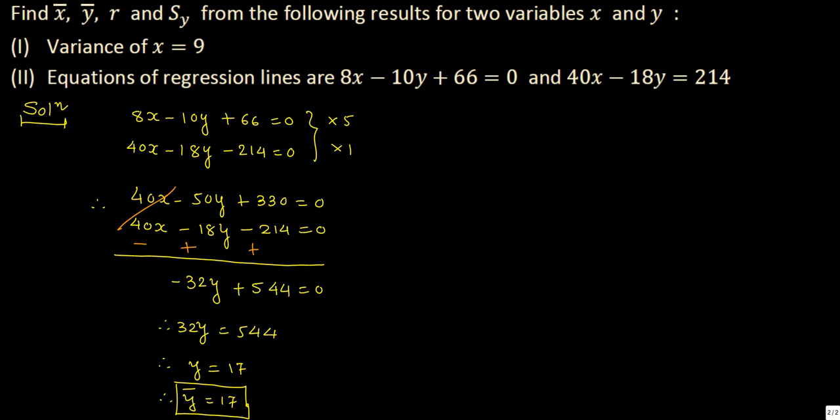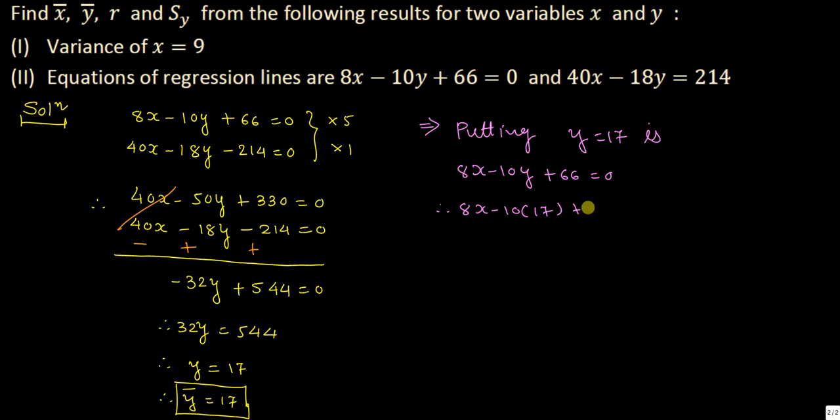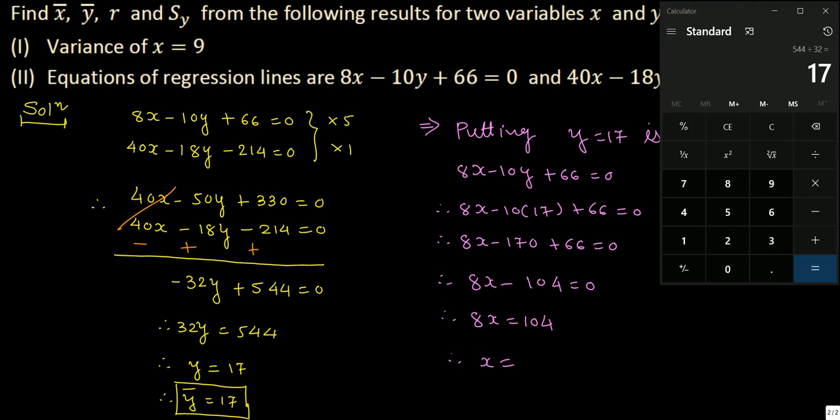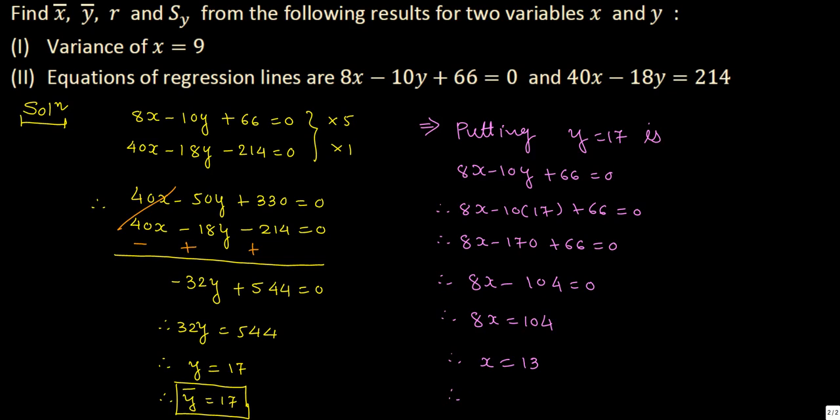Now putting this value in any of the equations. We are putting y equal to 17 in 8x minus 10y plus 66 equals 0. Therefore 8x minus 10 into 17 plus 66 equals 0. Therefore 8x minus 170 plus 66 equals 0. Therefore 8x minus 104 equals 0. So x is equal to 104 upon 8, which is 13. Therefore x bar is equal to 13. To find x bar and y bar, it is very easy.